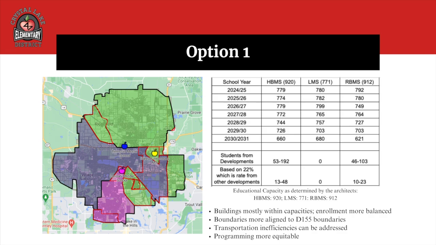And then underneath is the wide range of expected enrollment that could occur from the developments currently either being built or will be built. Some points of reference here is that our buildings are mostly within their capabilities with this scenario. We're aligned more to District 155. Some of the current transportation inefficiencies can be addressed with this, and we can make our programming more equitable.